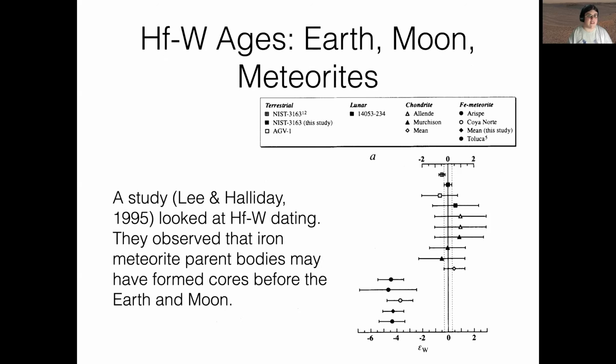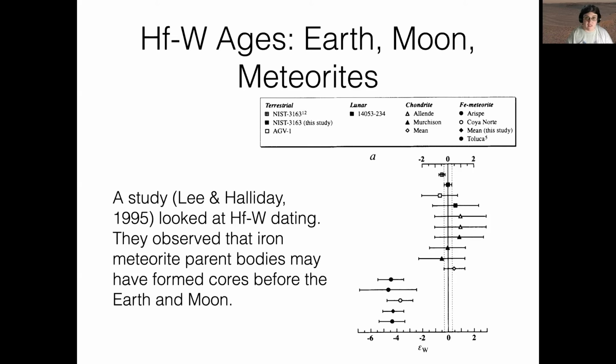So here's a study that looks at this hafnium-tungsten dating and says, okay, let's call the time the Earth and the Moon formed 1. Let's say that is our 0. Let's look at metallic meteorites. Metallic meteorites, and by extension metallic asteroids, we think came from larger parent bodies that had formed cores and then were broken apart. So you end up with metal-rich asteroids and rock-rich asteroids.